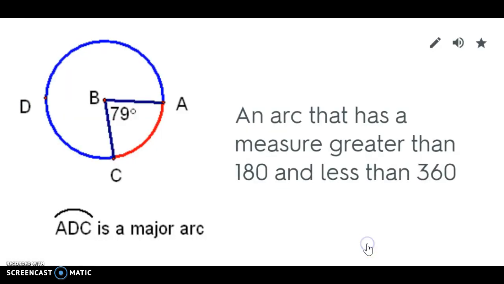A major arc is more than 180 but less than 360. So this red arc here is a minor, but this blue arc here is a major arc. When you label a major arc, you must use 3 letters, and you kind of go in this order. So I go from A, I go the direct route to D, and then to C. So it's A, D, C.